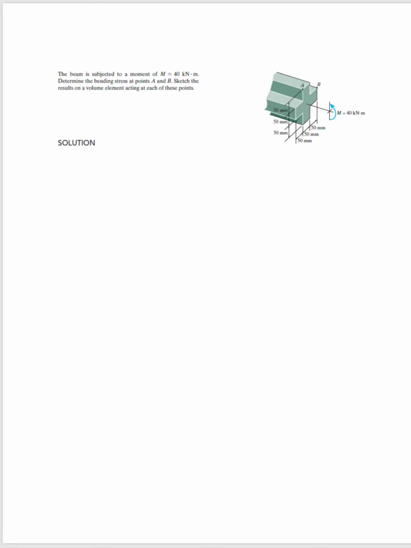We have a beam subjected to a moment of 40 kilonewton meters. We want to determine the bending stress at points A, B, and we'll also look at point C here, which I'll call just right below B there. So we get stress equals Mc over I, the standard equation for any stress due to a bending moment.